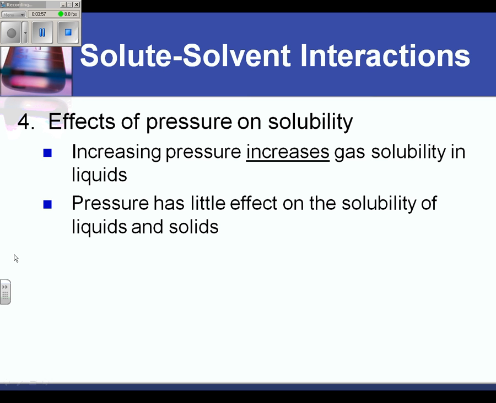Effects of pressure on solubility. Increasing pressure increases gas solubility. This is what they have to do in order to make your soda. Remember, they're sold under pressure. You can't squeeze an unopened 2-liter. That's because they have increased the pressure to get the gas, the carbon dioxide, to stay in solution. Pressure has little effect on the solubility of liquids and solids.